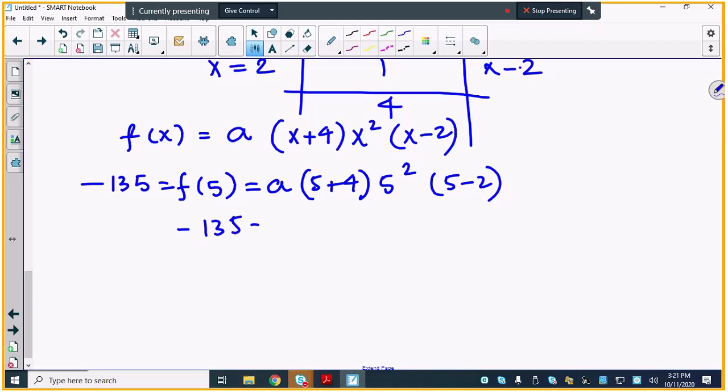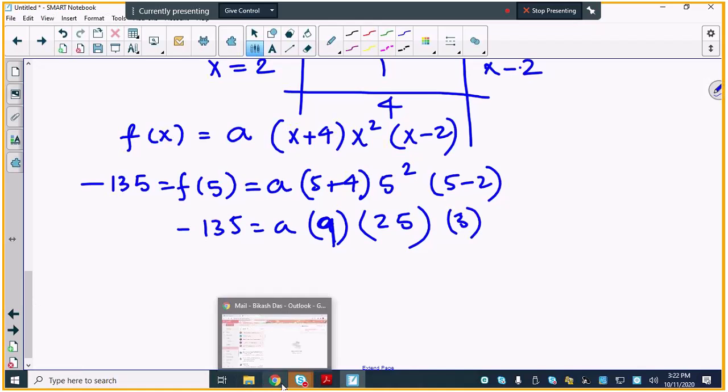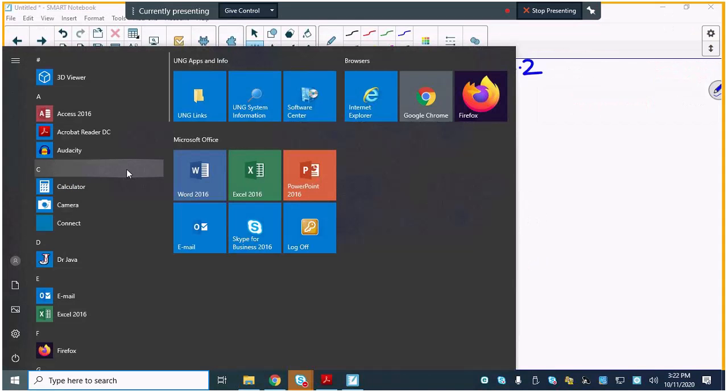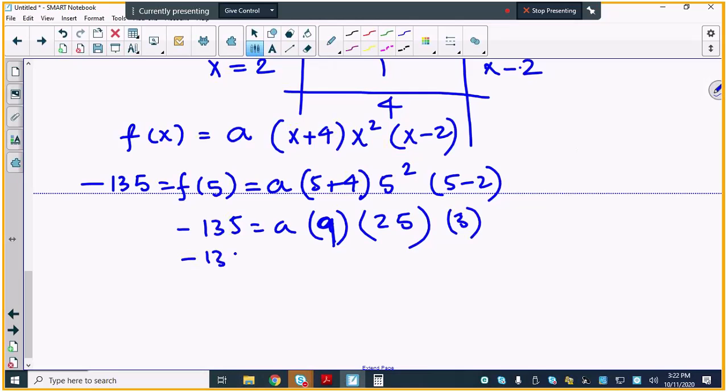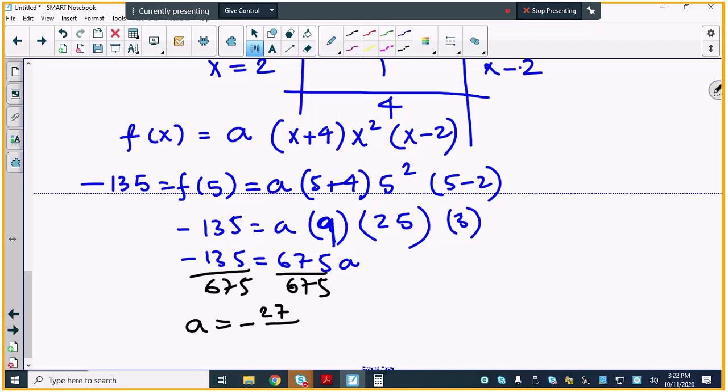So -135 is equal to a times 9 times 25 times 3. So let's see how much we get. 9 times 25 times 3 is equal to 675. So now I have negative 135 equal to 675a. To solve for a, I will divide both sides by 675. And I will get a equal to, well, let's divide the top and bottom by 5.